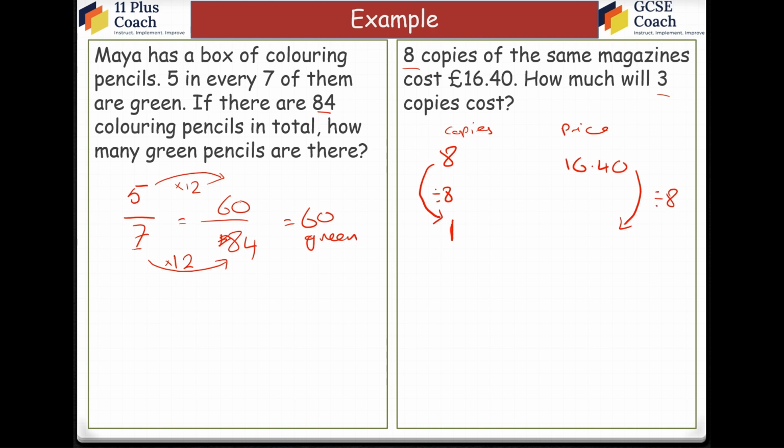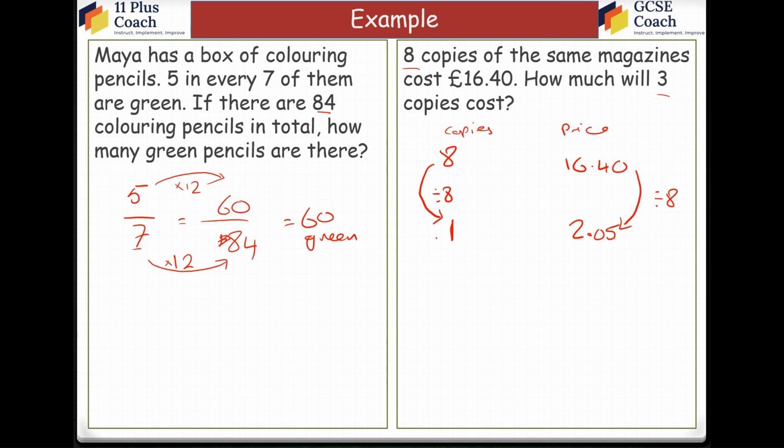So if I divide that by 8, 8 goes into 16 twice. 8 doesn't go into 4, but it goes into 45 five times. So the answer is £2 and 5p. So 1 copy is worth £2 and 5p. So I need to work out 3 copies.